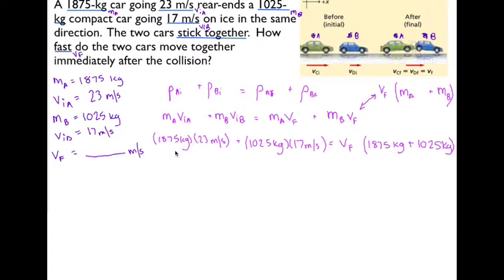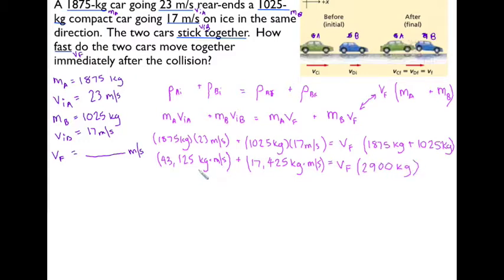Now I'm going to take these two and multiply them together, and I'm going to get 43,125. And remember, the units for momentum are kilograms times meters per second. So I'm going to leave those, but we'll get rid of them soon, I promise. Then we have 1025 times 17, which is 17,425. And again, still kilograms times meters per second. And then we have our final velocity, and this total mass is 2,900 kilograms.